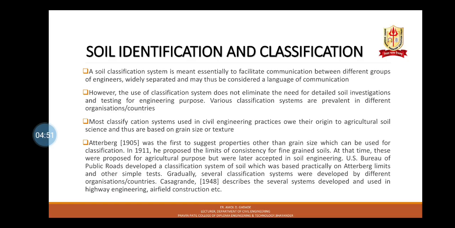The US Bureau of Public Roads developed a classification system of soil which was based practically on Atterberg limits and other simple tests. Gradually, several classification systems were developed by different organizations and countries. Casagrande, 1948, described the several systems developed and used in highway engineering, airfield construction, etc. The two classification systems which are adopted by the US engineering agencies and state departments are the Unified Soil Classification System, USCS, and the American Association of State Highway and Transportation Officials, that is the AASHTO system.